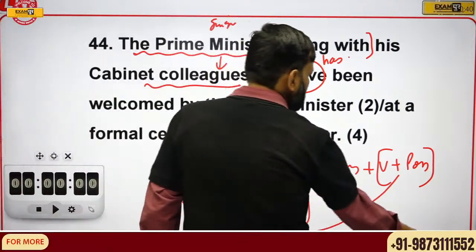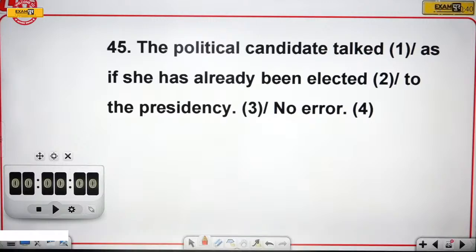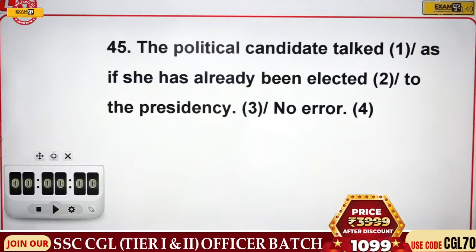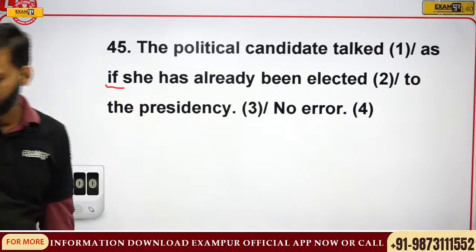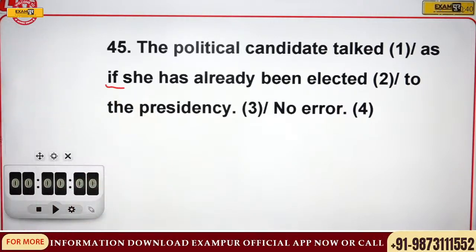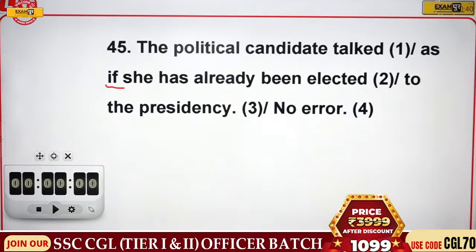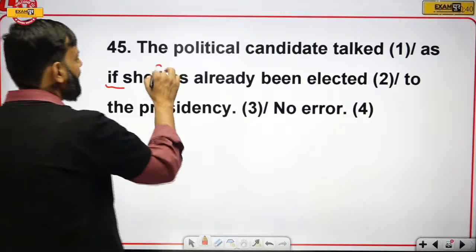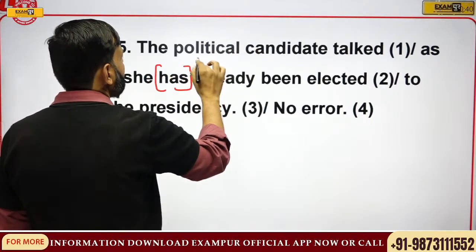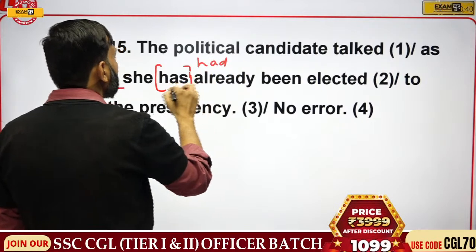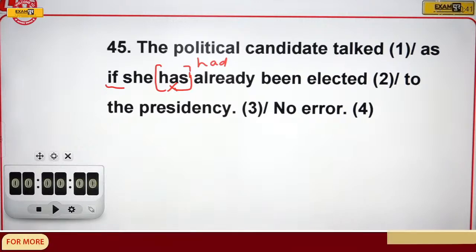Last question for today. The political candidate talked as if she had. See, as I said, this is a hypothetical condition. So past indefinite should be used, so has will be replaced by had. Okay, has will be replaced by had. So this was the last question.